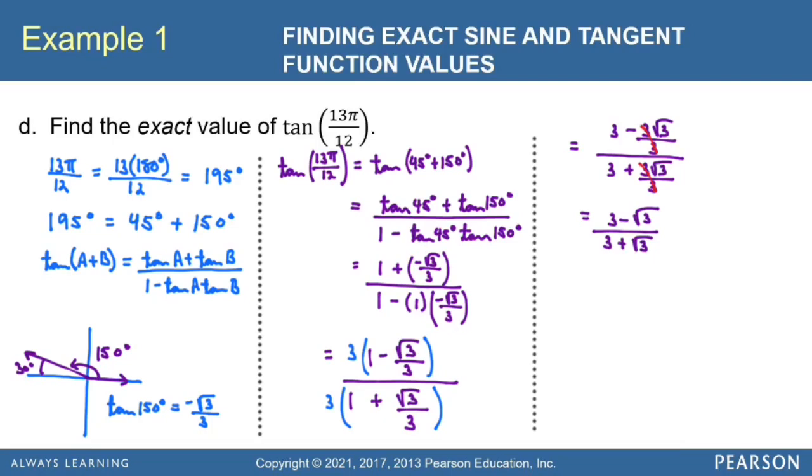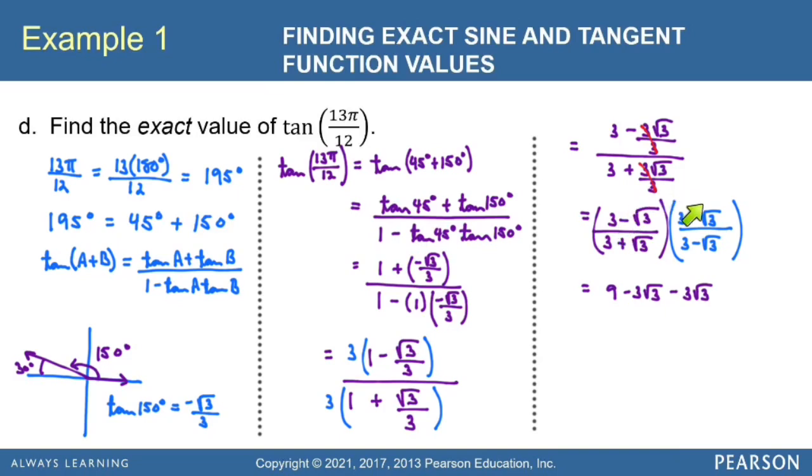Now we're in better shape because we no longer have a complex fraction, but we do still have a radical in the denominator, so we still have to rationalize this fraction. And again, we do that by multiplying top and bottom by the conjugate of this bottom. So we're going to multiply top and bottom by 3 minus square root of 3. And again, the FOIL method is how we're going to accomplish this. So in the top, first times first is going to give us 9. Outer times outer is going to give us minus 3 square root of 3. Inner times inner will give us minus 3 square root of 3 as well.